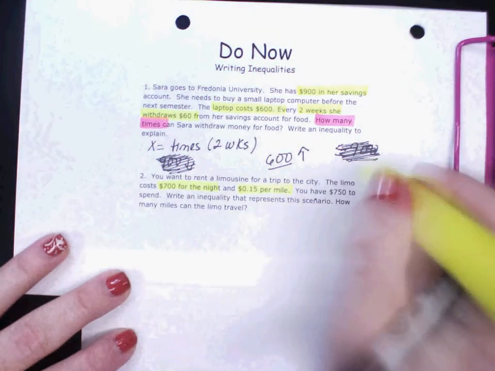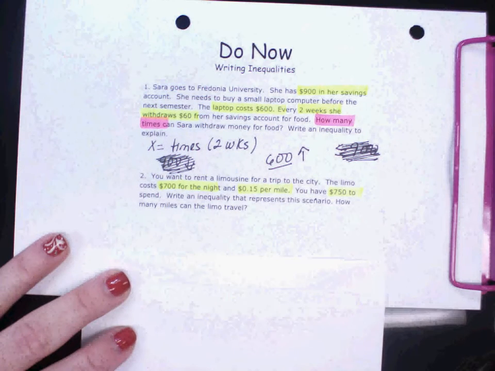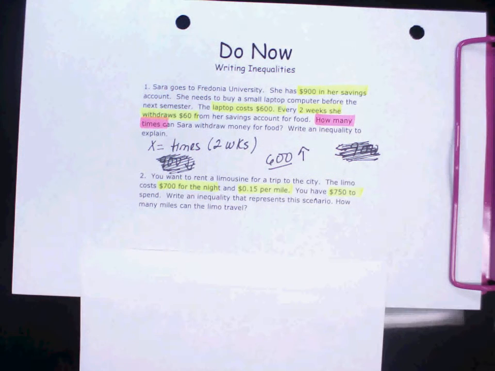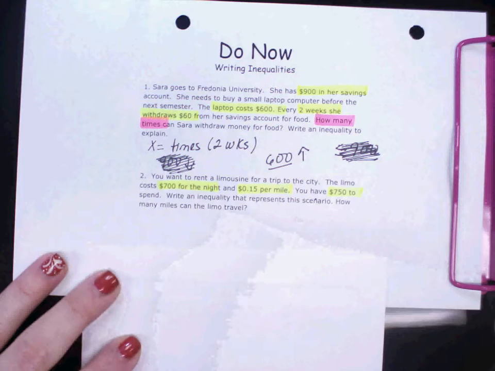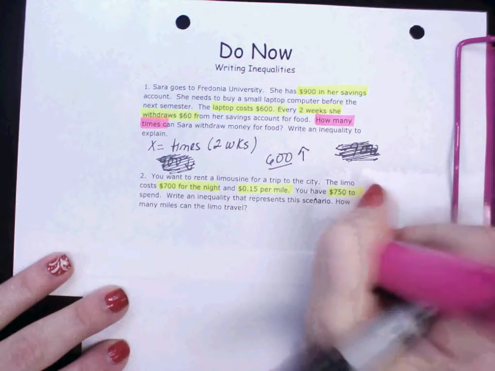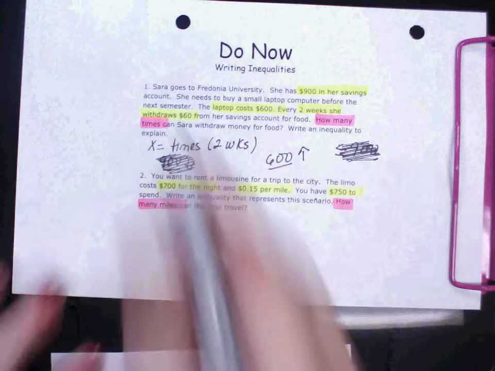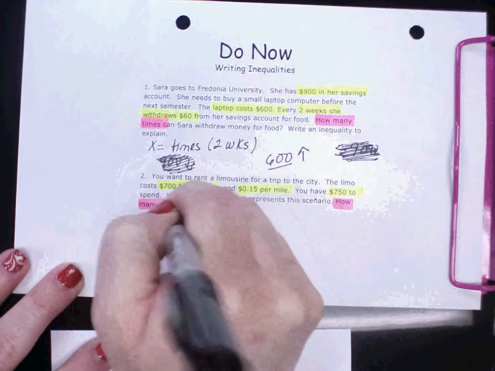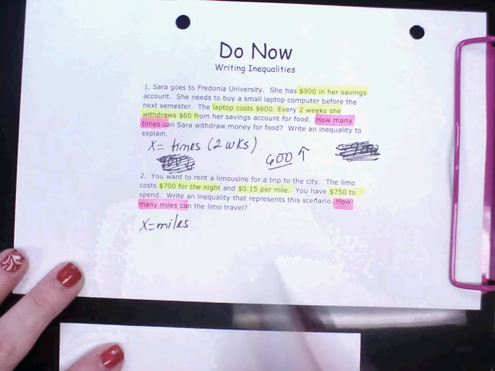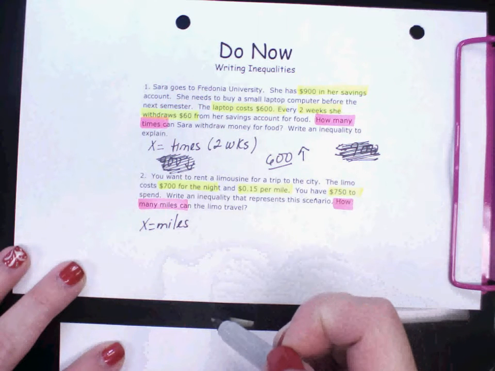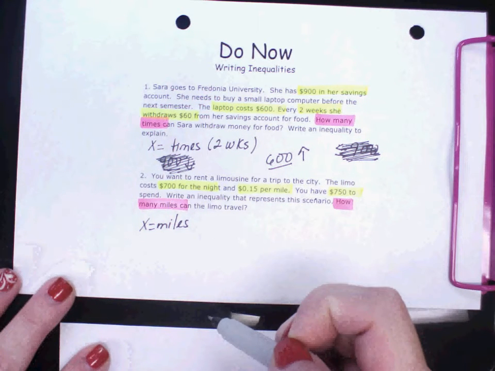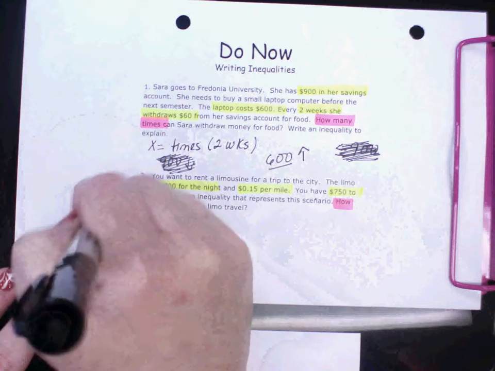All right. You want to rent a limousine for a trip to the city. The limo costs $700 for the night and 15 cents per mile. You have $750 to spend. Write an inequality that represents this scenario. How many miles can the limo travel? All right. What's your x? Miles. Very good.